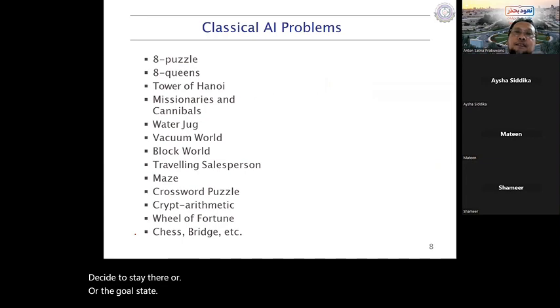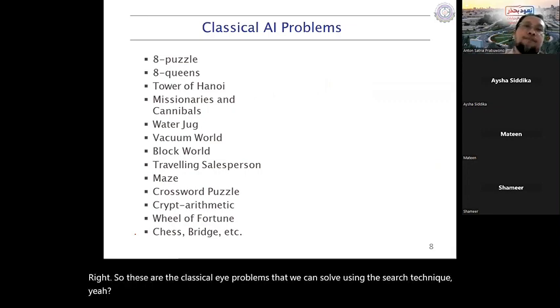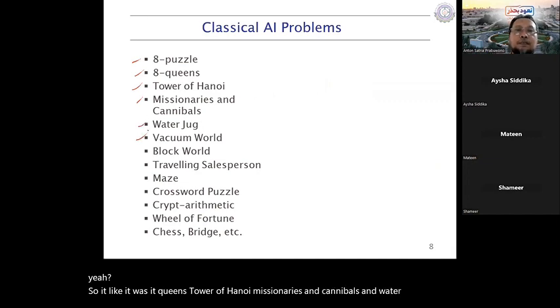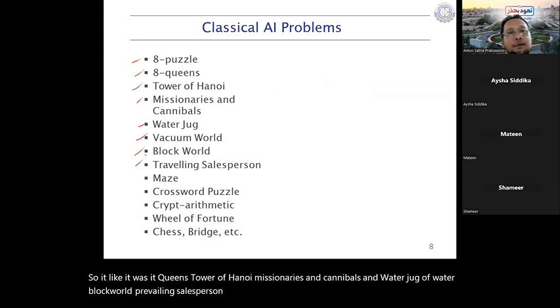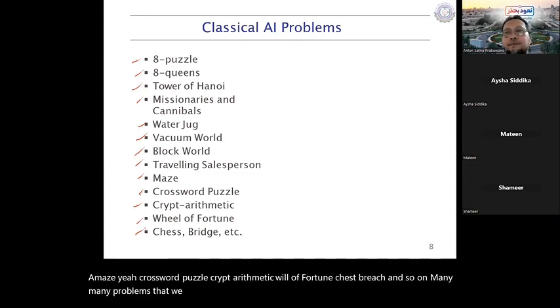Right. So these are the classical AI problems that we can solve using the search techniques. Like puzzles: 8 Queens, Tower of Hanoi, Missionaries and Cannibals, water jug, vacuum world, blocks world, traveling salesperson, a maze, crossword puzzle, arithmetic, Wheel of Fortune, chess, bridge, and so on. Many problems that we can solve by using the search technique.